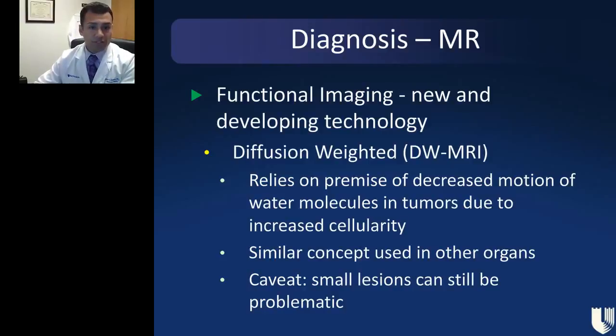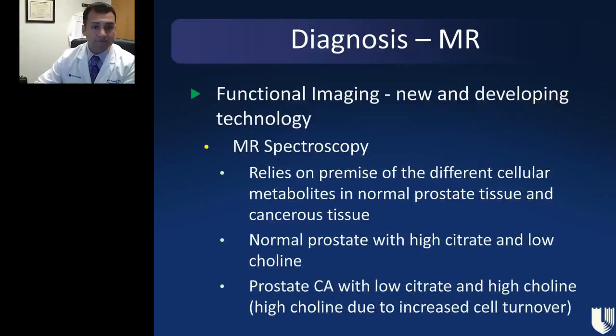Diffusion weighted imaging is the concept that tumors will have decreased motion of water molecules in part due to their increased cellularity. This is a technique that we use throughout the body and have now been able to use very effectively in the setting of prostate cancer. Small lesions can be problematic, but diffusion weighted imaging is definitely increasing in importance in high quality multiparametric MRI.